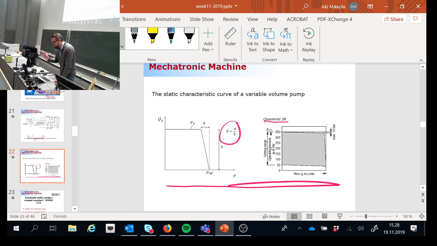And this is not even very significant, as those values are typically very close to each other in different pump types.